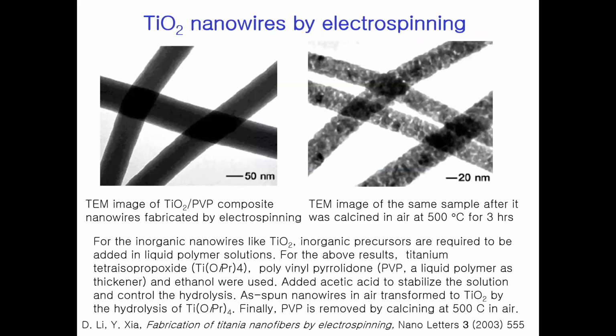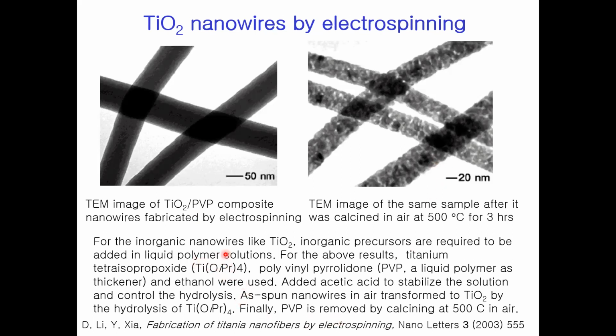So here are some examples. This is TiO2 with PVP polymer composite, the green state before firing. So this was deposited by electrospinning. And after you fire at 500 degrees C, you can see the polycrystalline nature. So you're actually burning off organics and volatiles, and you come up with polycrystalline TiO2 in this case.